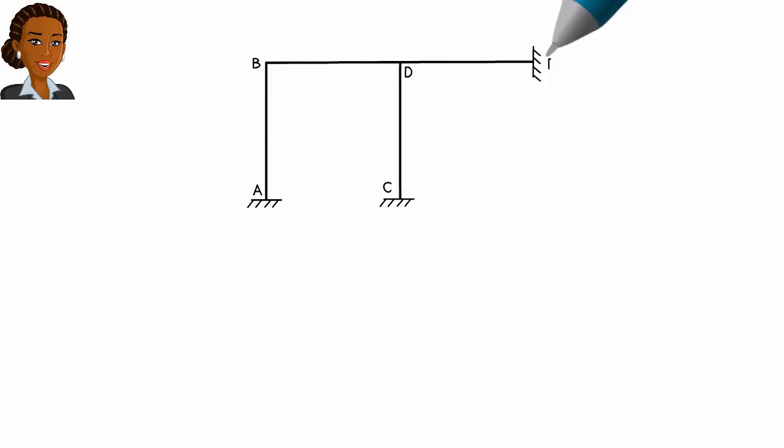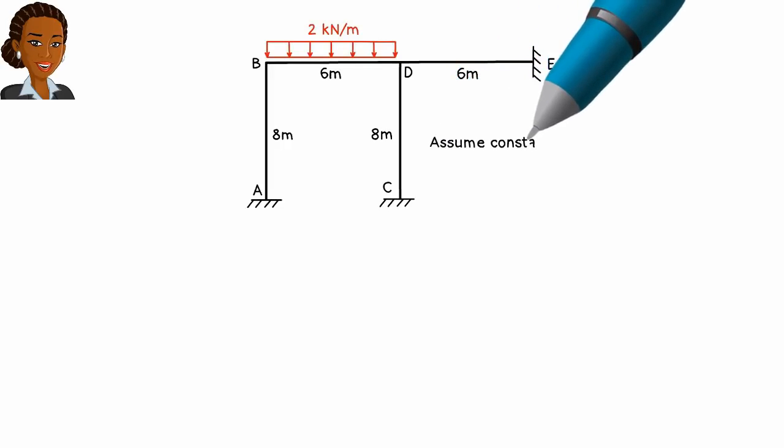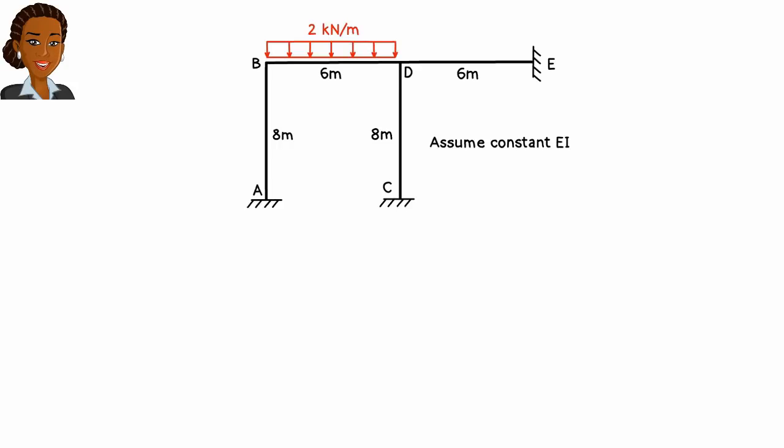Let us examine another case. Here we have a joint that connects 3 members. This leads to an important question. How do we set up the moment distribution table when such a joint is present in the structure? Let's start by determining the distribution factors.